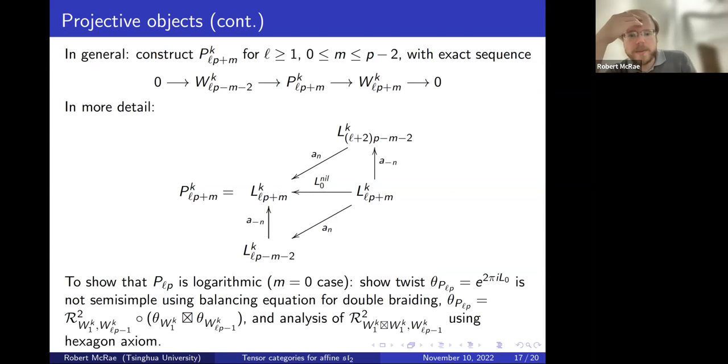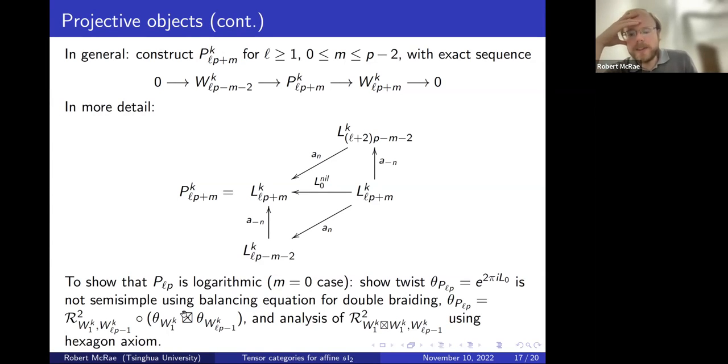Maybe I'll just say a few words about how we can prove that this is a logarithmic module, at least in the m equals 0 case. That's sort of the easiest case, I should say. So showing that L0 is not semi-simple is equivalent to showing that the exponential of L0, which is this twist isomorphism, is not semi-simple. And there's this balancing equation that says a twist for PLP is this double braiding of these 2 Weyl modules composed with the twists of the 2 Weyl modules.